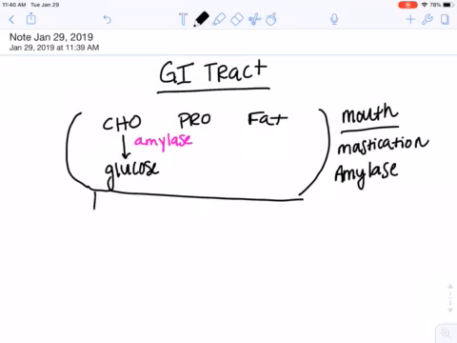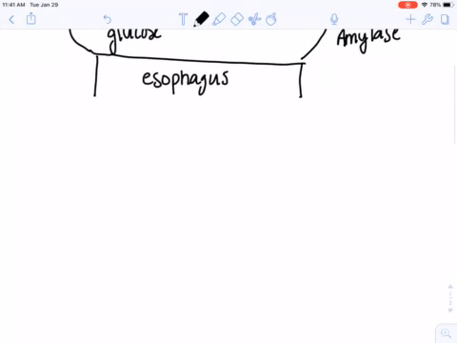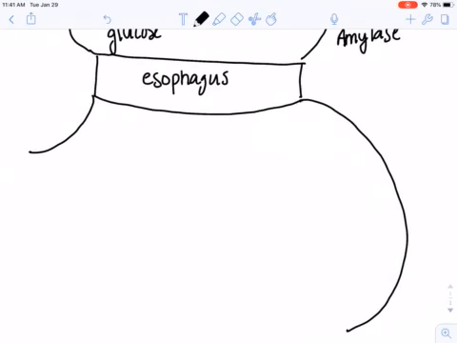And then we're going to have the esophagus, which is connecting the mouth to the stomach. So we have our esophagus. And then we're going to have that lower esophageal sphincter, and we're going to enter the stomach. So here we have our stomach. And in the stomach, we're going to have churning occurring. So churning is basically mixing your food with the stomach acid.